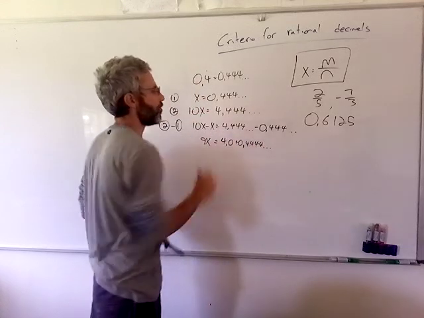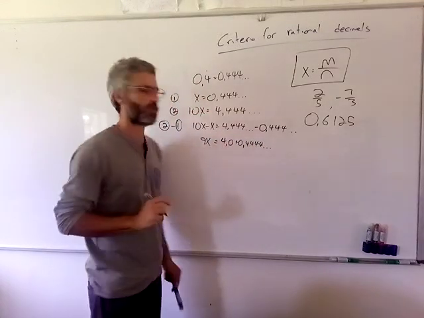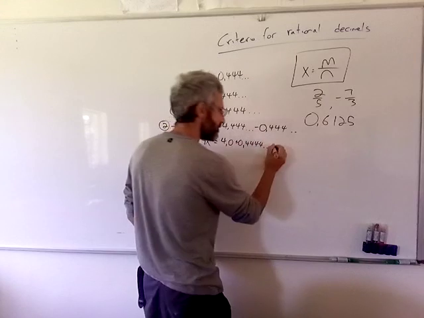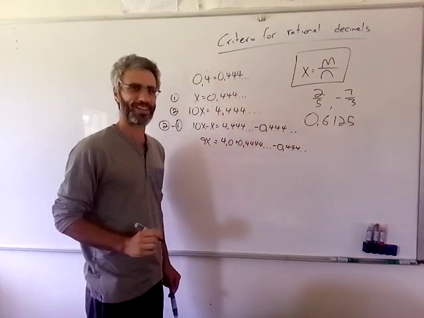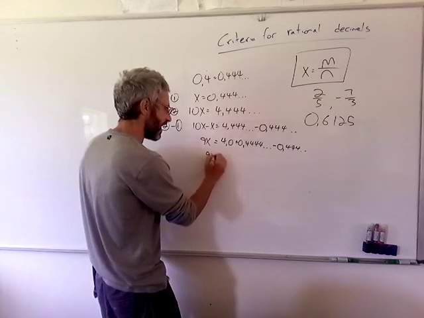Okay, I split the 4.444... into 4 and 0.444... But now I need to minus 0.4444... Can you see what's happening here? Well, what are we going to get? We're going to get 9x.